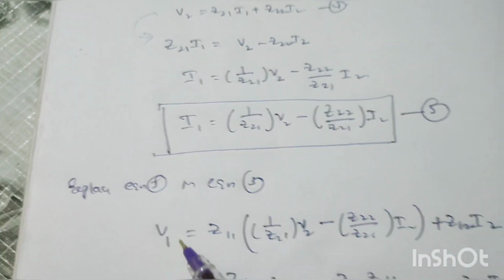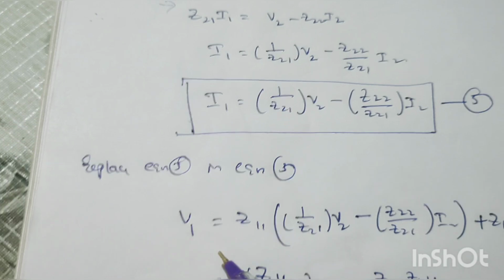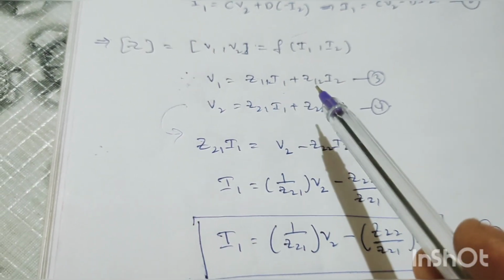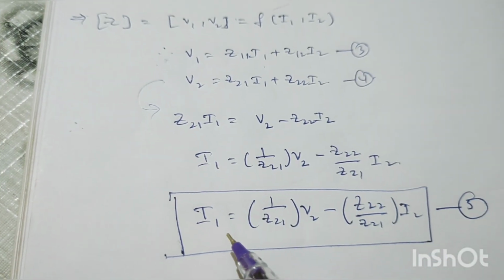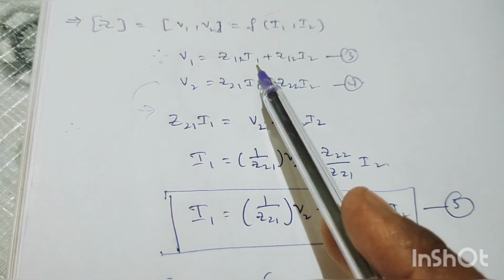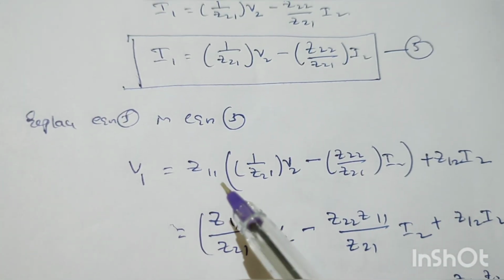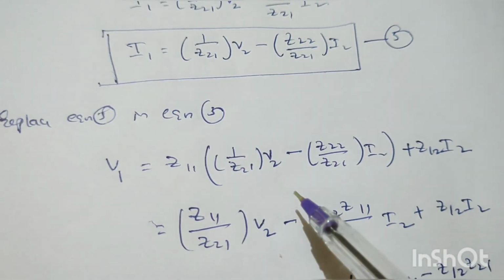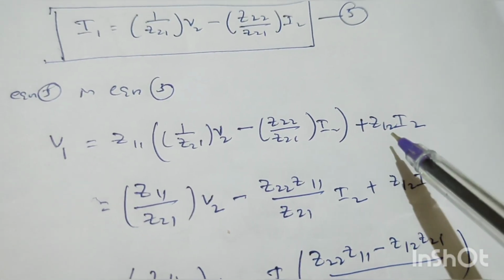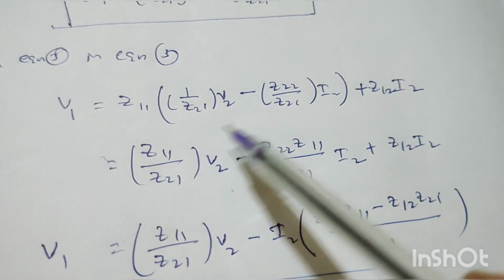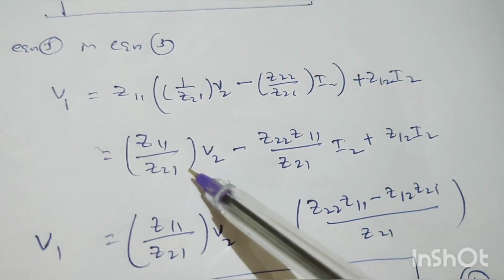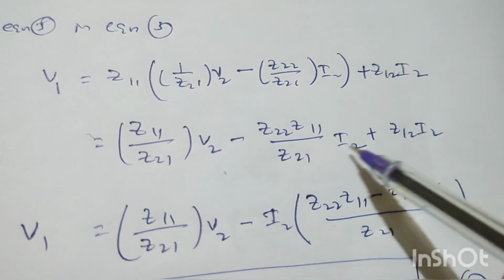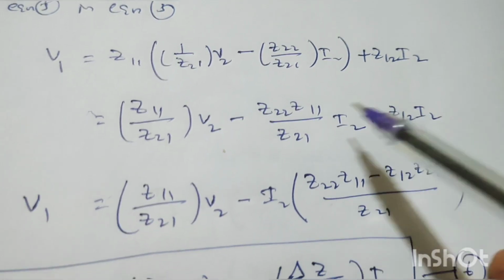Okay. To find the remaining parameters A and B, I am simply replacing this I1 equation in equation number 3. Equation number 3 is V1 is equal to Z11 of I1 plus Z12 of I2. Simply replace this I1 in equation number 3. Therefore, I am getting V1 is equal to Z11 of I1, and instead of I1 I am writing the expression from equation number 5, plus Z12 of I2. By simplifying we get Z11 by Z21 of V2 minus Z22 into Z11 by Z21 of I2 plus Z12 I2.